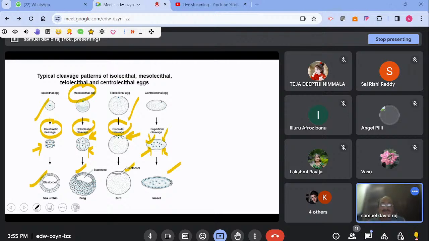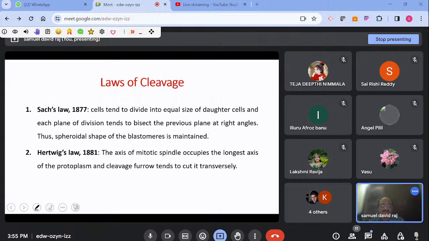So the development of blastula, that is blastulation, in turn is depending on the pattern of cleavage. Let's see how it takes place. Before that, I would like to mention the laws of cleavage. There are four laws of cleavage: Sachs law, Hertwig's law, Balfour's law, and Pflüger's law.